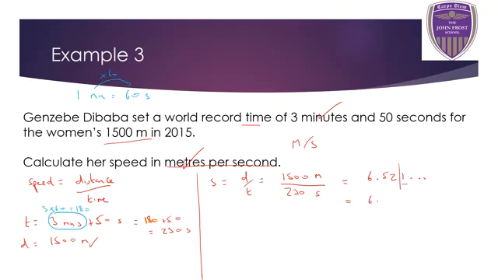2dp, 1 means round down. So 6.52 meters per second to 2 decimal places. Okay, to 2dp. All right, guys. So, yep, that's all there is to it. Distance over time and watch those seconds.